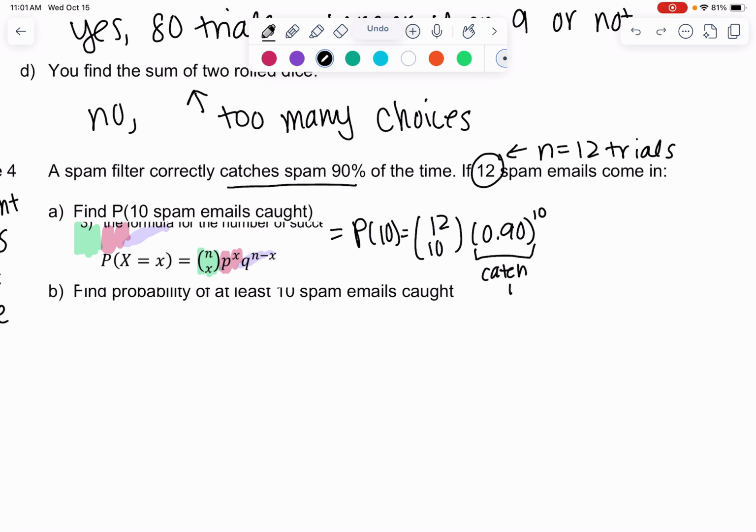And then Q will be 1 minus. So that would just be 10% of the time it's not caught. And so if it catches 10 out of 12, that means 2 of them are not caught.